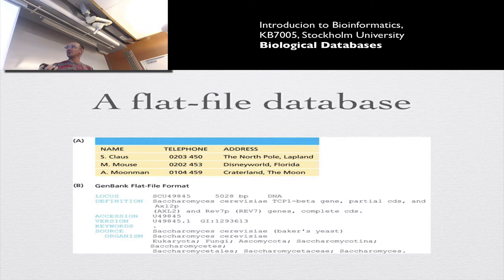And the phone book had a name, so S. Klaus, a phone number, and an address, North Pole, Lapland. Interesting place. And M. Mouse, who was living in Disney World, and A. Moonman, who was living in Craterland. These were normally in alphabetic order, so if you wanted to look for a name, it was not so hard to find people. If you wanted to look for a phone number and ask for the name, it was a pain, because they were not sorted, so you had to read through the whole phone book to find it.